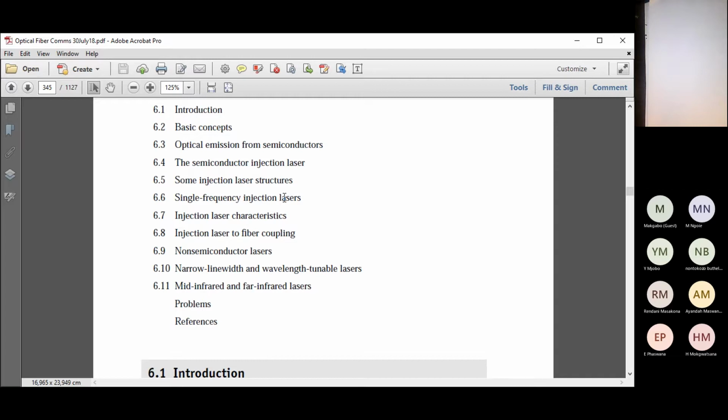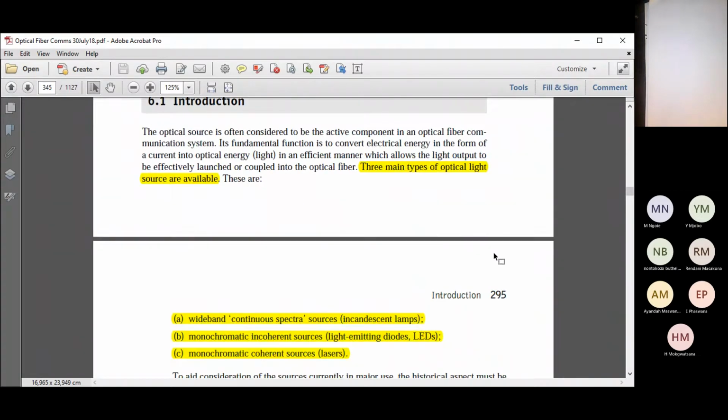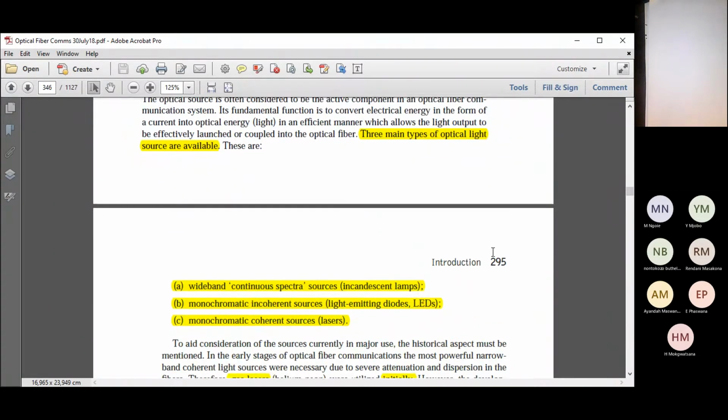Also, we've got injection lasers, injection laser diodes. And then we talk about non-semiconductor lasers, like gas lasers and so on. So I'm going to go to the first one. The three main types of optical light sources. The light source is like your laser or LED. A light source can be an incandescent lamp. So you can shine that down a fiber easily, not a problem.